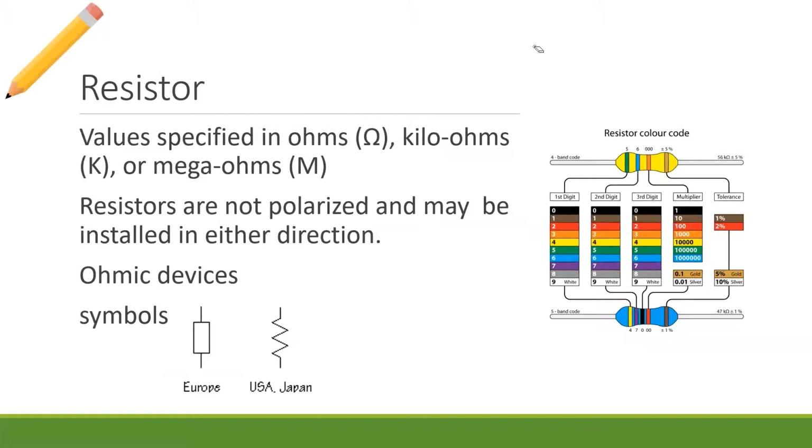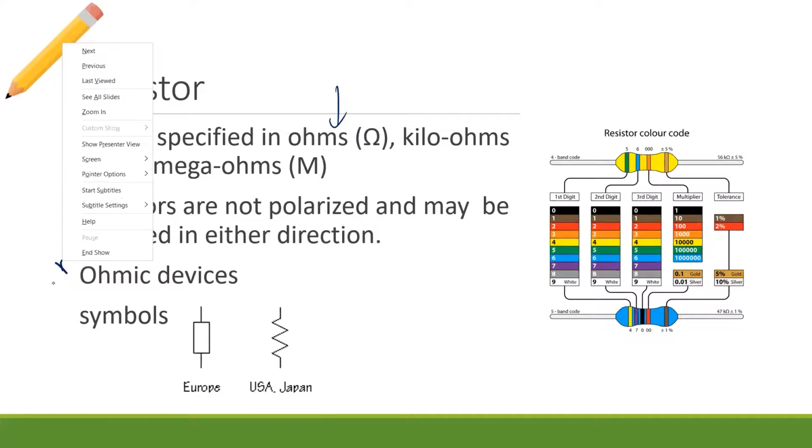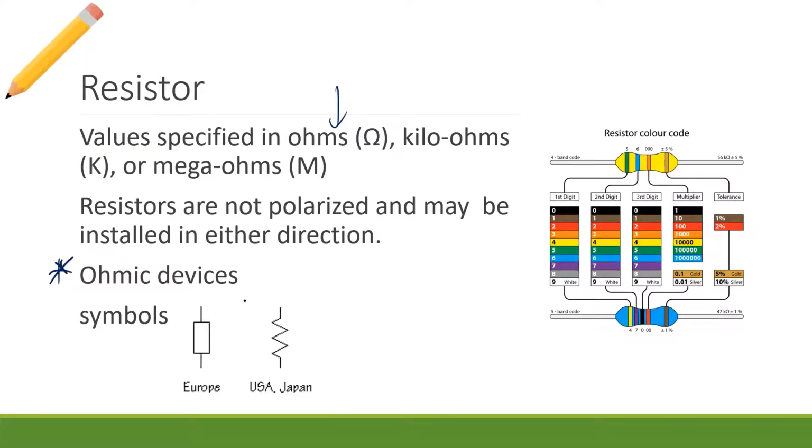Resistors, we've already talked about resistors. We know what a resistor is, just so that we know. Resistors can be measured in ohms. These are ohmic devices. They follow Ohm's law. Their symbols look like this and this.